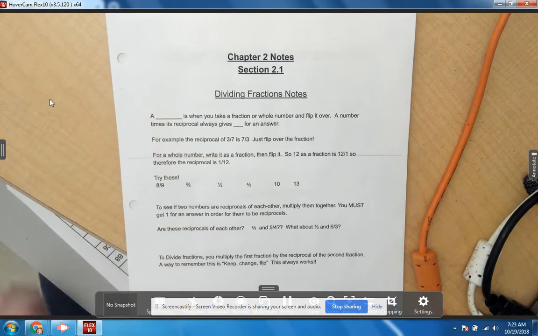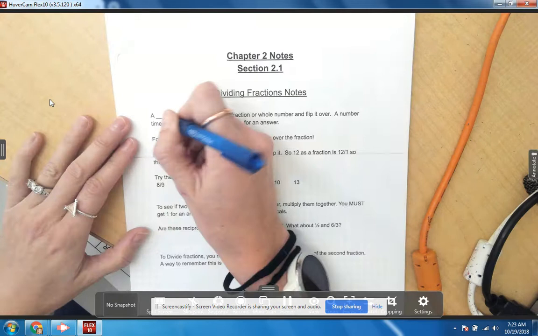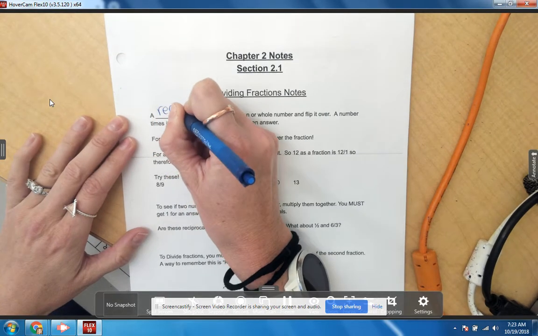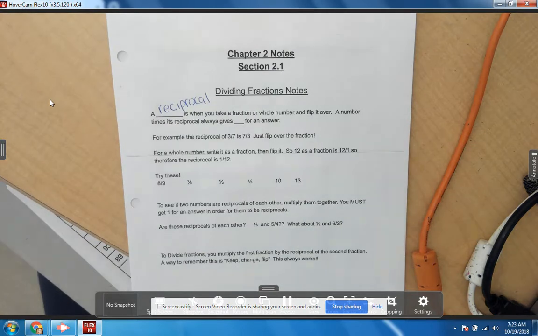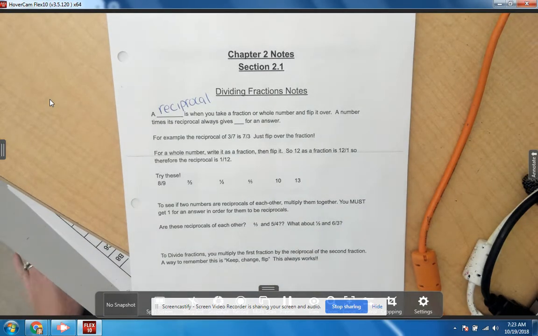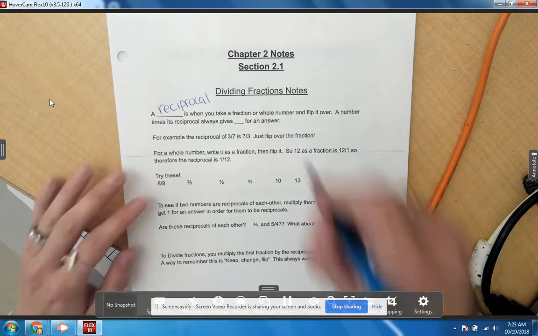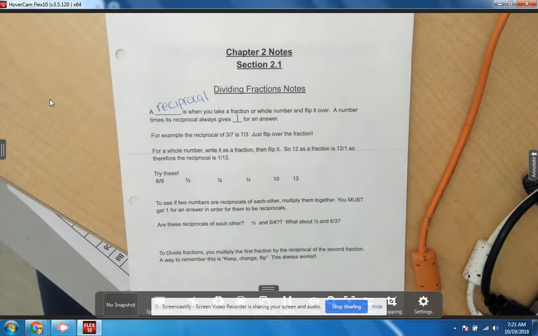So the first one says, a blank is when you take a fraction or whole number and flip it over. This is probably a brand new word for you, and that word is reciprocal. R-E-C-I-P-R-O-C-A-L. So a reciprocal is when you take a fraction or whole number and flip it over. A number times its reciprocal always gives 1 for an answer.